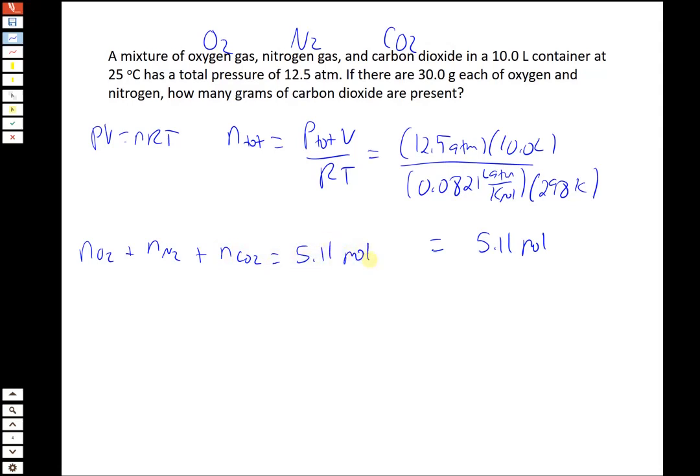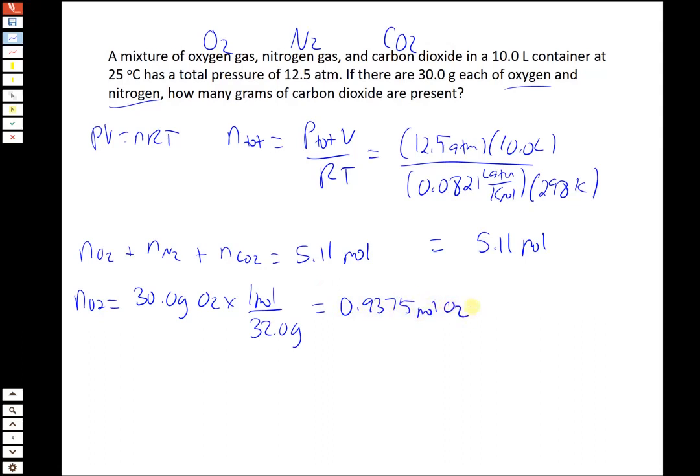And then what we'll do from there is, we know the masses of oxygen and nitrogen, so we'll figure out the moles of each of those. So the moles of O2, we have 30 grams of it. So we divide by the molar mass for O2, which is 32. And so we have, we'll leave some extra digits here just so we don't round too much, 0.9375 moles of O2. And then the moles of nitrogen, we have 30 grams of that gas as well.